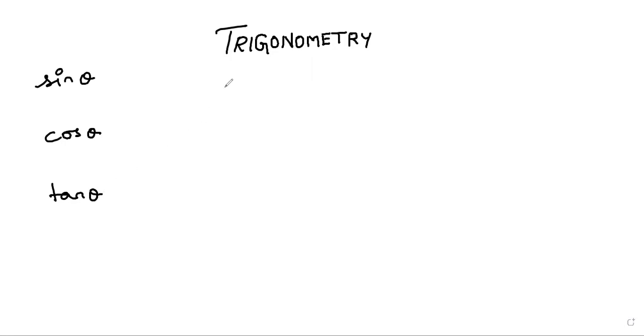And what are the inverse trigonometrical ratios? They are cosecant theta, secant theta, and the next is cotangent, that is cot theta. Cosecant theta can also be written as cosecant theta. So here, let us see the difference between these six. Okay. So what is sine theta?